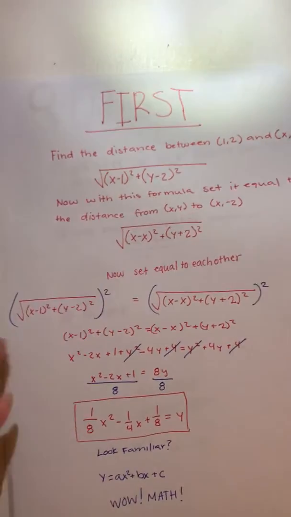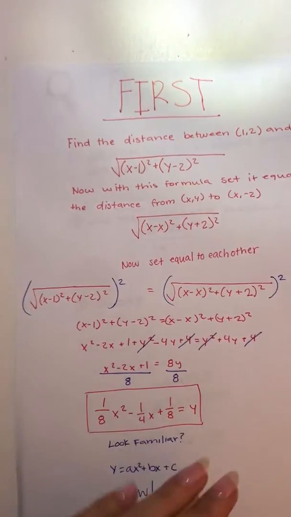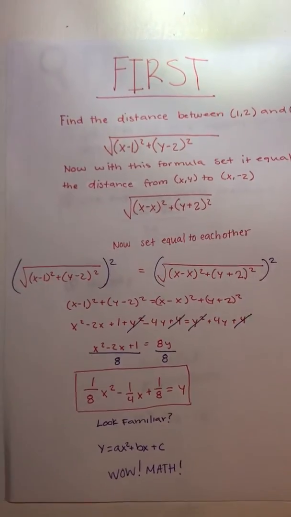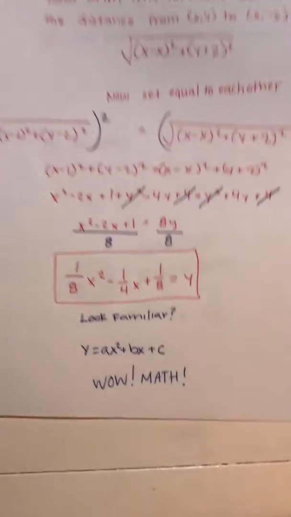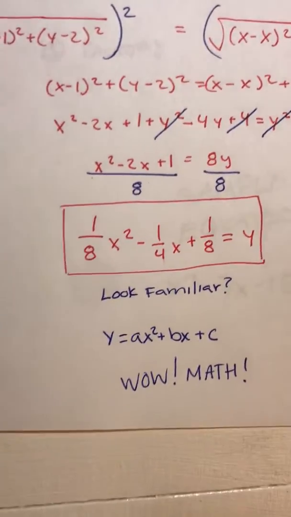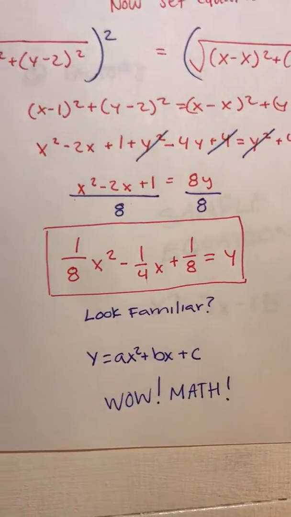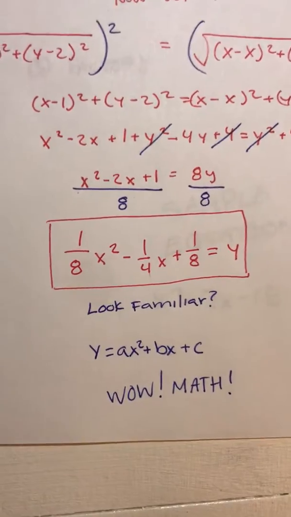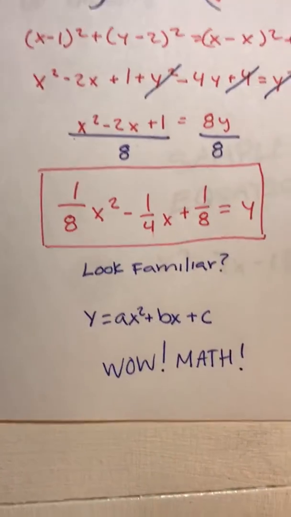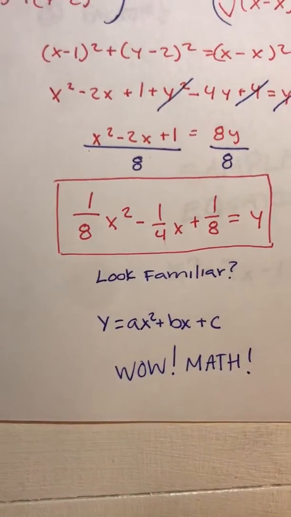Now that we squared it so that it's out of the square root, we come up with this equation, and then we FOIL down. And as we FOIL down, we find this equation, which is y equals 1/8 x squared minus 1/4 x plus 1/8. Now does that look familiar? It should, because it's y equals ax squared plus bx plus c, which is the general equation for a parabola.